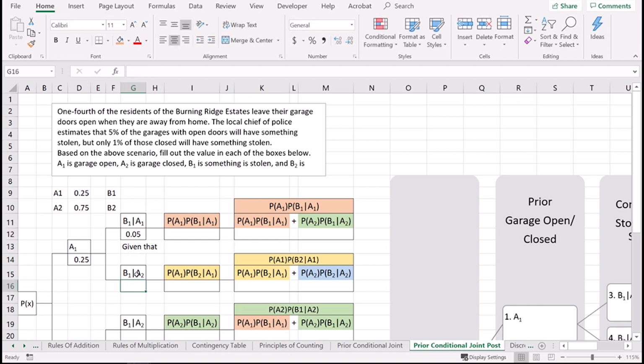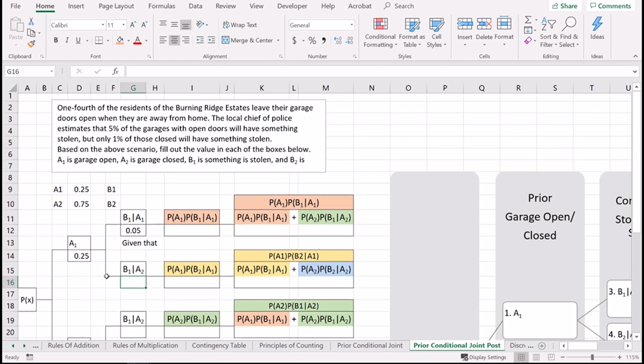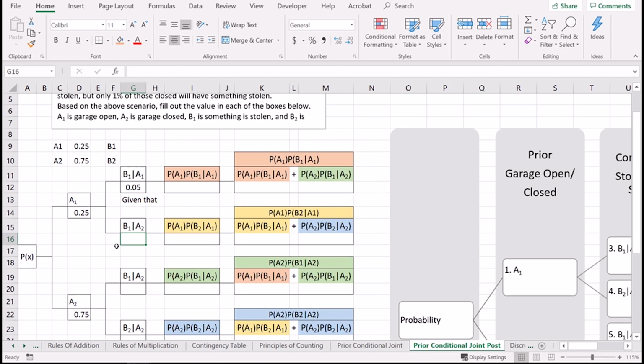Given that they leave their garage door closed, so that's really the way that this reads, what is the probability of, this should say B sub 2, I'm sorry. And that should say A sub 1. Don't you hate it when you mess up like that? Okay.